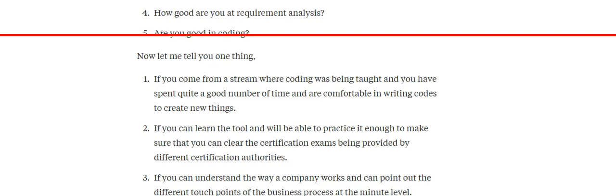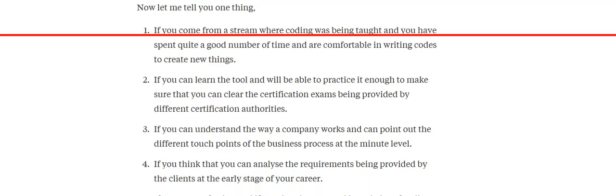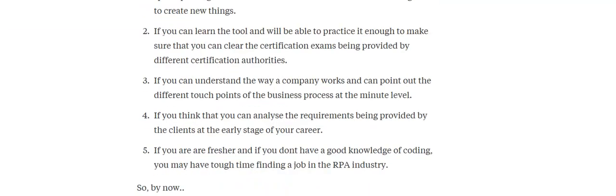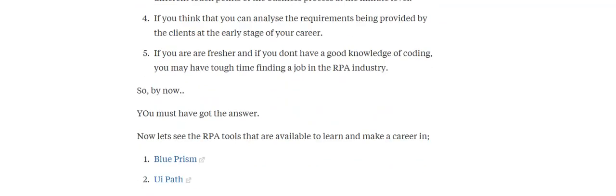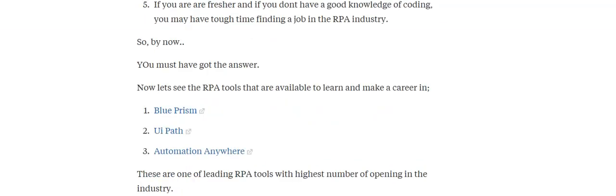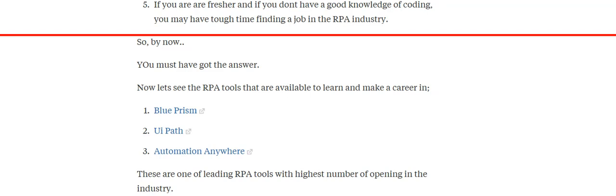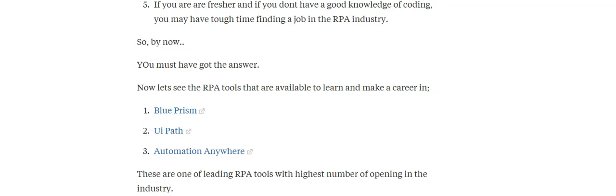And sometimes, if you have very much coding knowledge, that would be good. If you have very little coding knowledge, that is also good. You can survive in RPA.